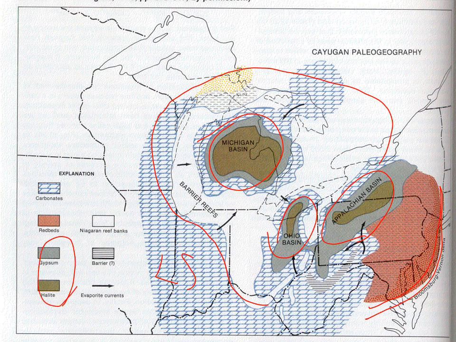So during the Devonian, this is some of the evidence we have for lowering sea levels. We have barrier reefs and evaporites inside of them.